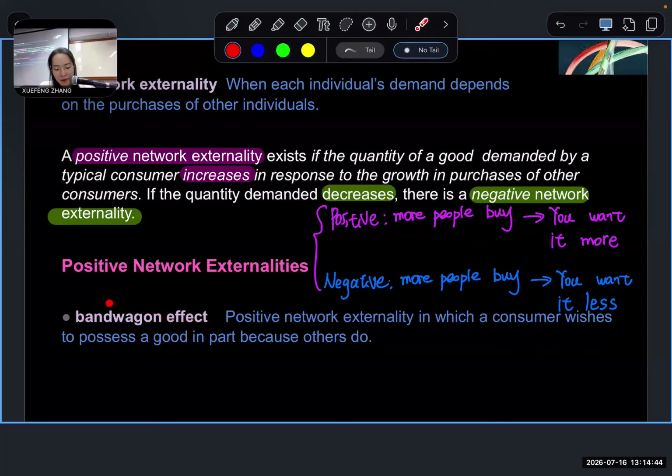Here we have the bandwagon effect, which means a positive network externality in which a consumer wishes to purchase a good in part because others do. So this is a positive network externality. I want it because everyone else has it. This is the bandwagon effect. Examples: TikTok. All your friends are on it, so you join too. AirPods. Everyone at the university wears them, so you want them too.